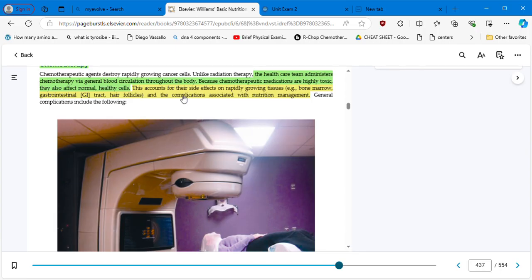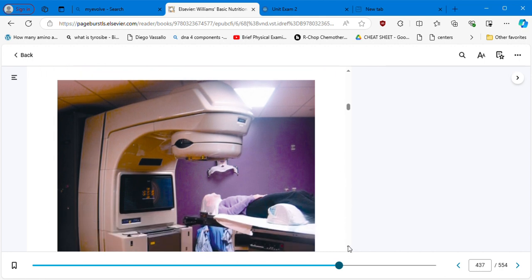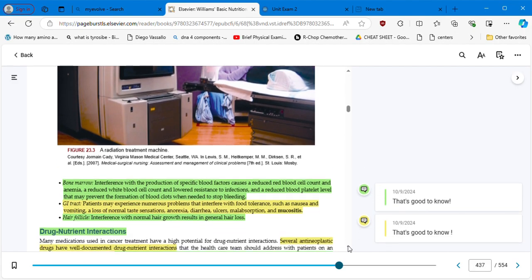So this accounts for their side effect on rapidly growing tissue, bone marrow, gastrointestinal tract, hair follicles. So when the healthy cells are dying, okay, this accounts for their side effects on rapidly growing tissues, bone marrow, GI tract, hair follicles, and the complications associated with nutritional management. So we have to think about the nutrition.